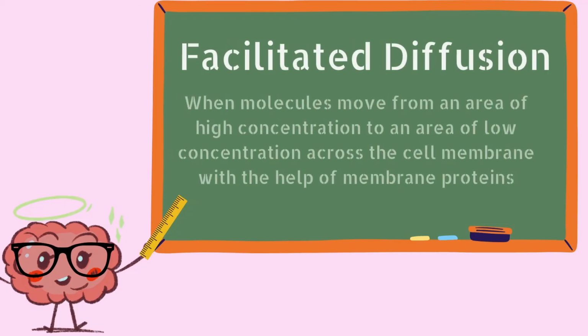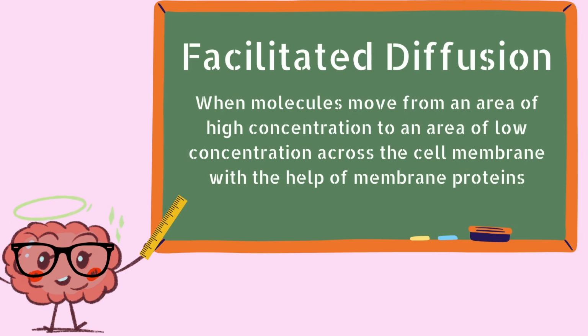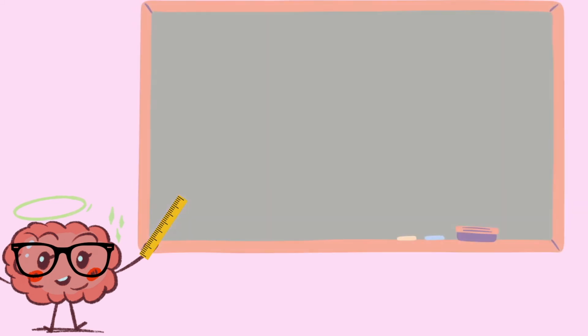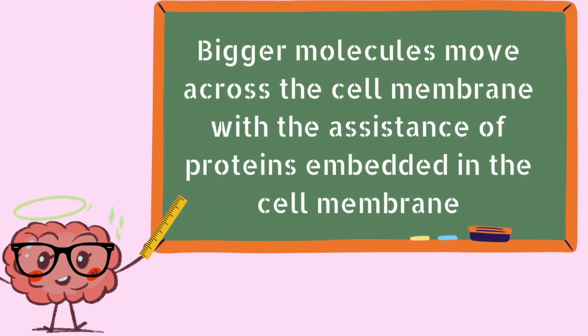The other type of diffusion is called facilitated diffusion. Facilitated diffusion is when molecules move from an area of high concentration to an area of low concentration across the cell membrane, but with the help of membrane proteins. During facilitated diffusion, bigger molecules move across the cell membrane with the assistance of proteins embedded in the cell membrane.